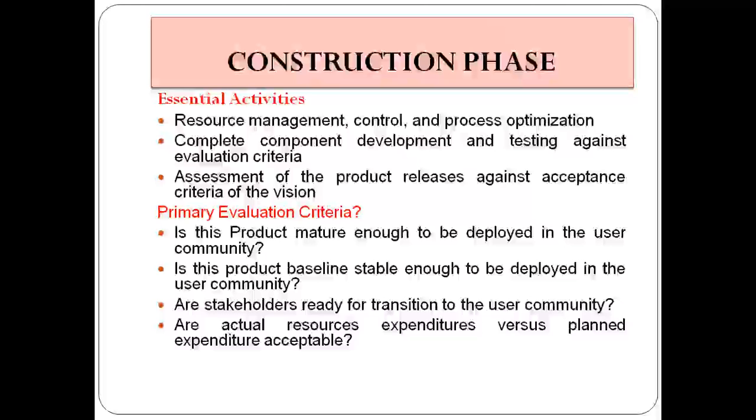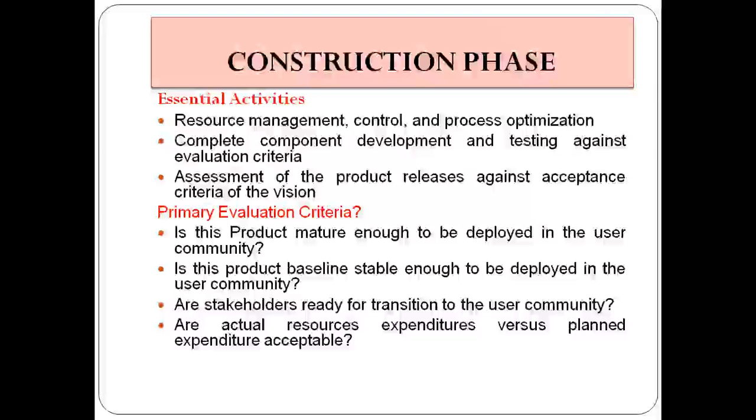Now again, if I release a new version which is very different from my old version, it is very difficult for the users to get used to it and they won't get satisfied. So this is a scenario. You have to check whether the new release you're making does not affect your old version. It should increase the capability of your version, but it should not decrease it. And we have to check, are the stakeholders ready for the transition to the user community?